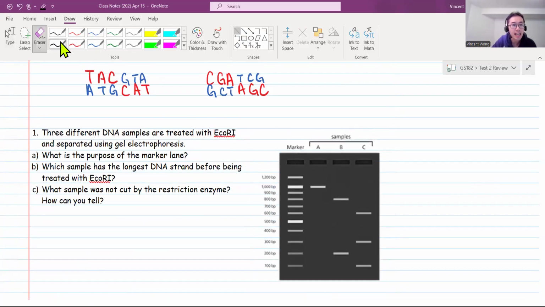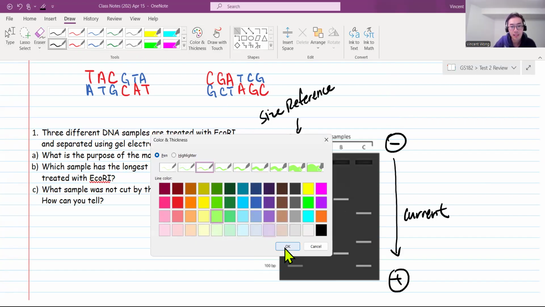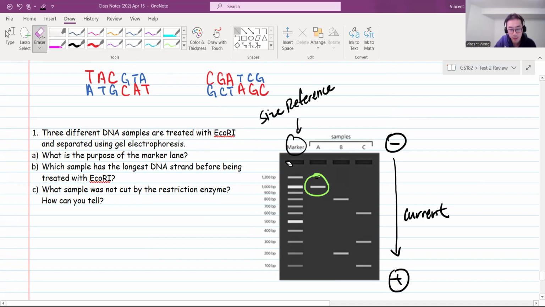Okay, 3 different DNA samples are treated with EcoR1 and separated using gel electrophoresis. Remember, this is negative, this is positive, and the current goes this way. What is the purpose of the marker lane? Okay, so this is called the ruler, right? For reference. Size reference. So if I want to figure out how long this one is, we can compare it with a ruler and it will give us the idea.